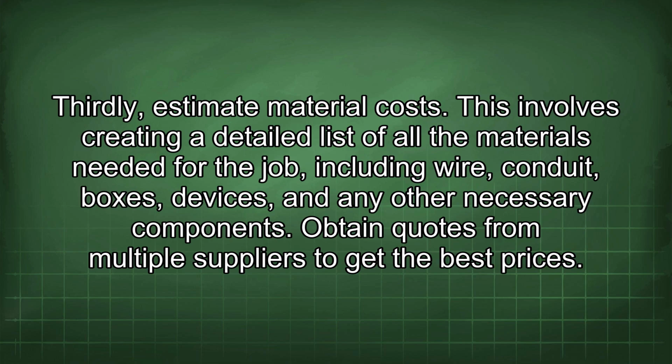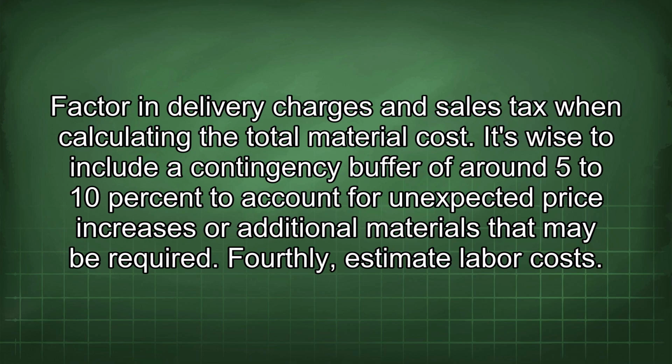This involves creating a detailed list of all the materials needed for the job, including wire, conduit, boxes, devices, and any other necessary components. Obtain quotes from multiple suppliers to get the best prices. Factor in delivery charges and sales tax when calculating the total material cost. It's wise to include a contingency buffer of around 5 to 10% to account for unexpected price increases or additional materials that may be required.